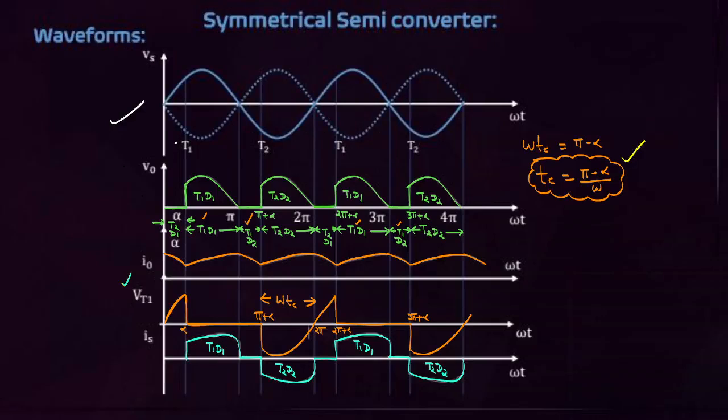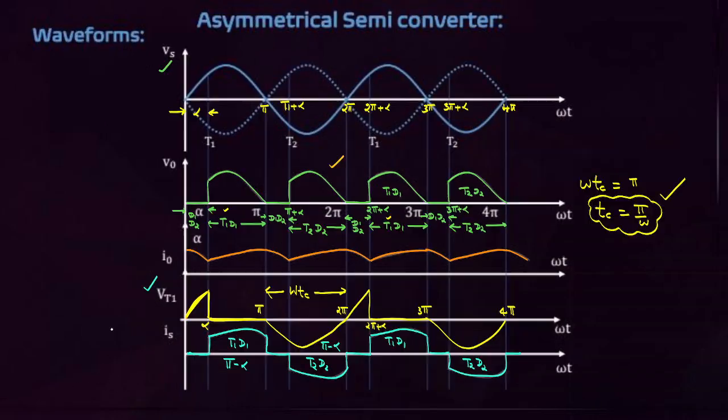Now these are the waveforms. No need to practice the waveforms. And what is the source current waveform? The source current waveform is a quasi square wave. In semi converter, we don't get a square wave. Always for inductive load, the source current waveform is a quasi square wave. That point you have to remember.